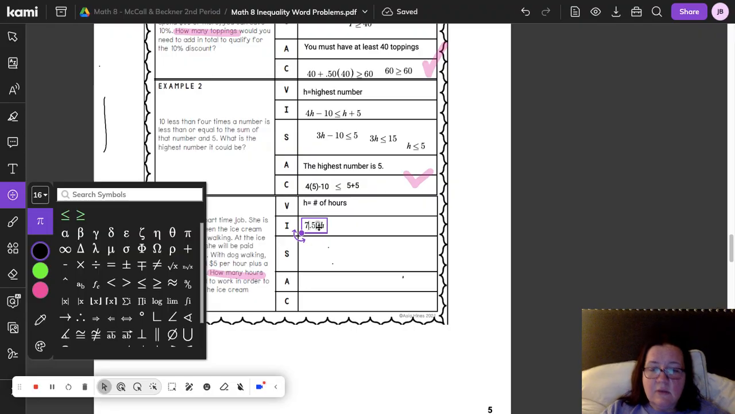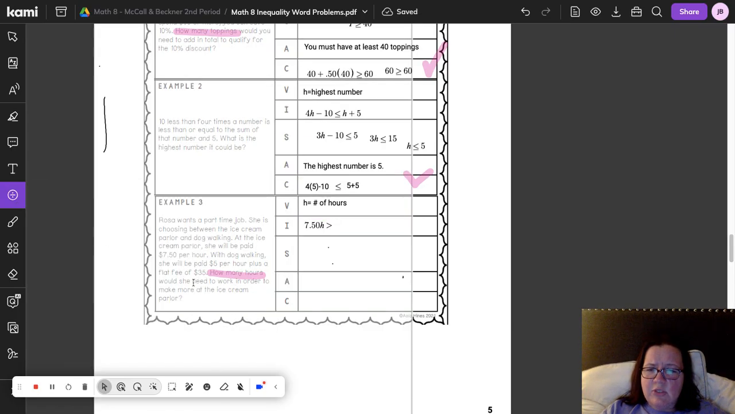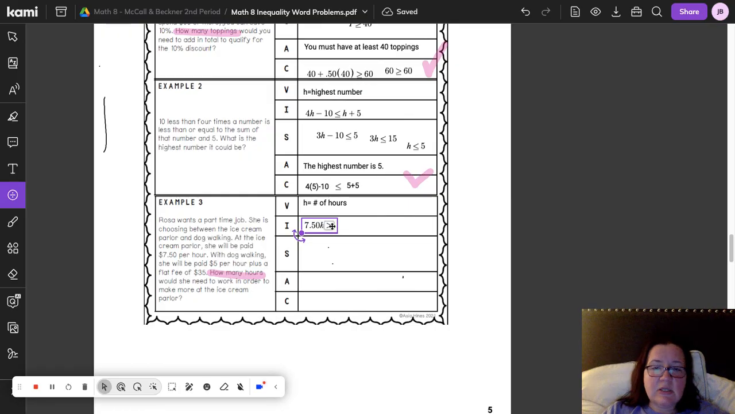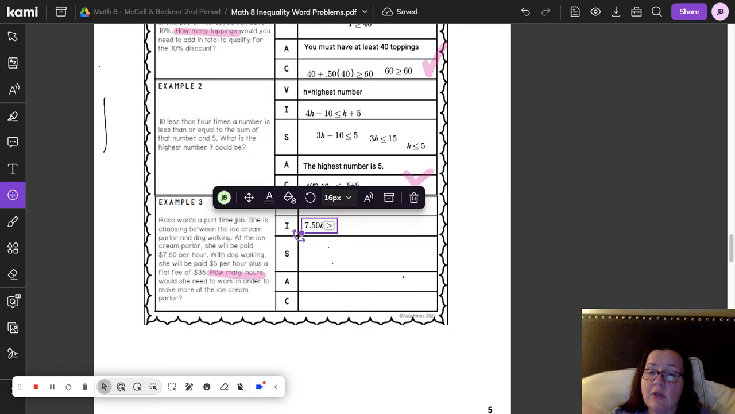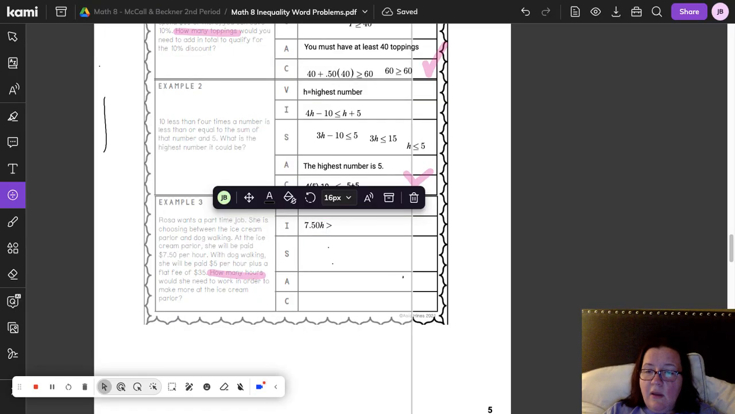So we're going to use the greater than or equal to symbol. Let's double check because it might be greater than. Hold on a second. How many hours would she need to work in order to make more? Yep, so she wants to make more at the ice cream parlor, so it is not equal. She does not want the same. She just wants greater than, more than. Okay. And at the dog walking, she is paid $5 per hour plus a flat fee of $35.